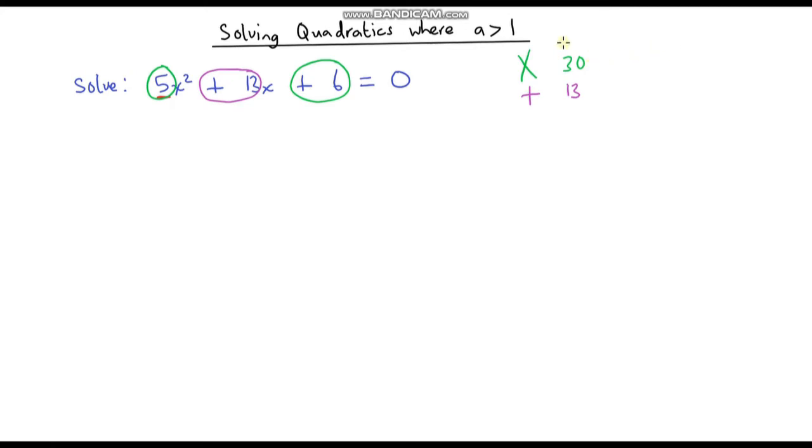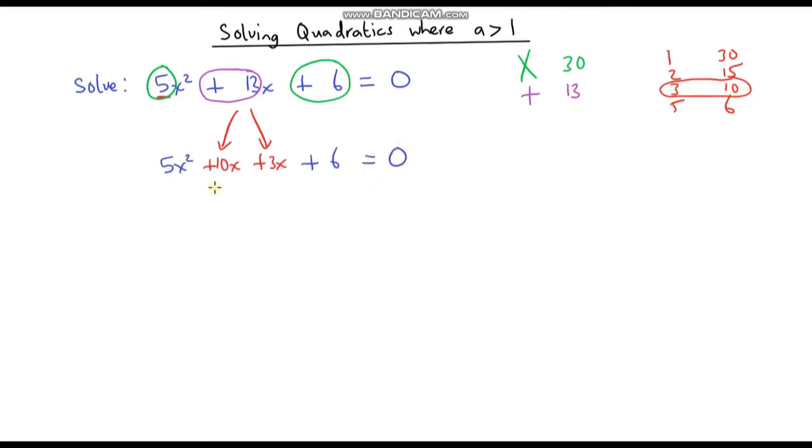Well, if I list all the factors of 30, which combination of these numbers gives me a sum of 13? Well, it's going to be 3 and 10. So 3 multiplied by 10 gives me 30. 3 plus 10 gives me 13. So what I'm going to do is rewrite this quadratic expression, but instead of writing 13x, I'm going to split that up into 3x and 10x.